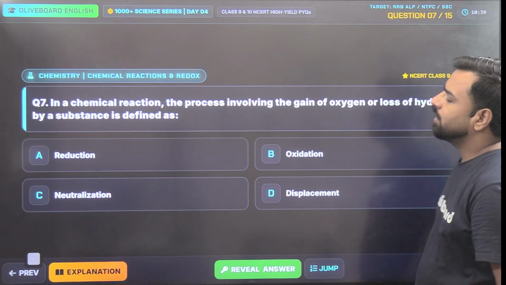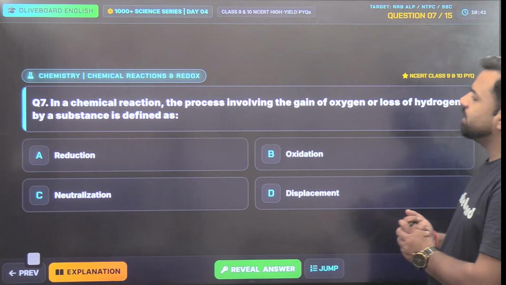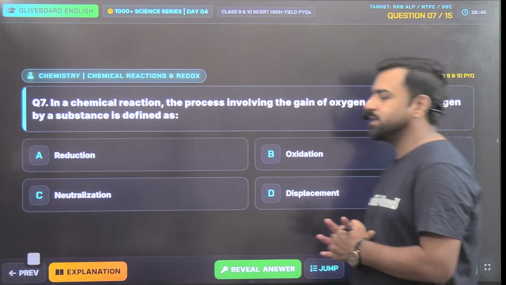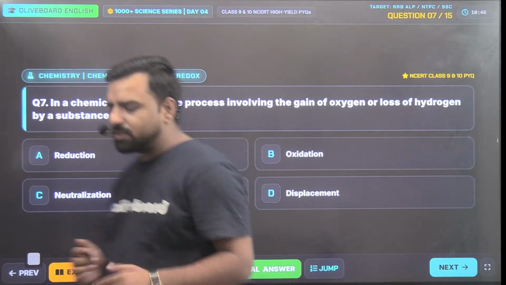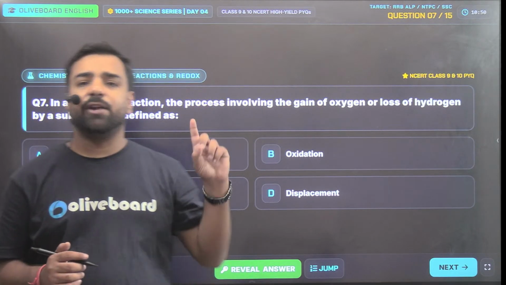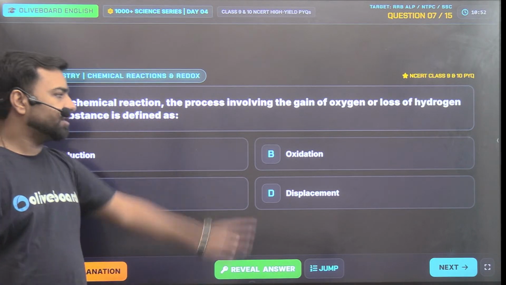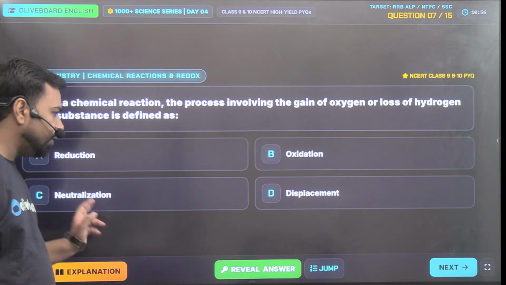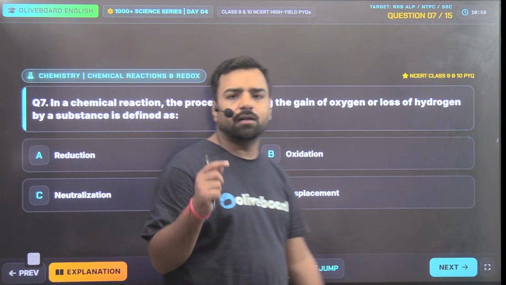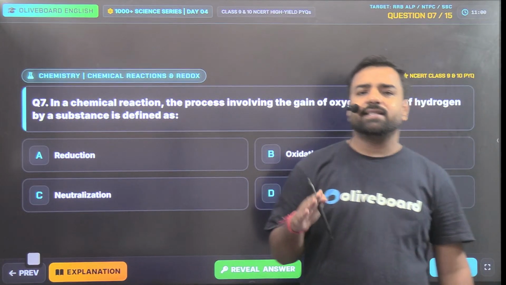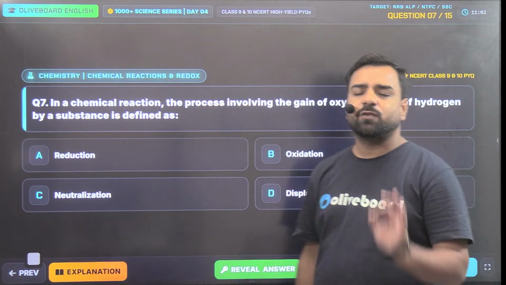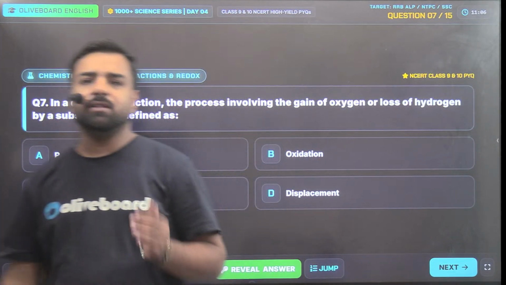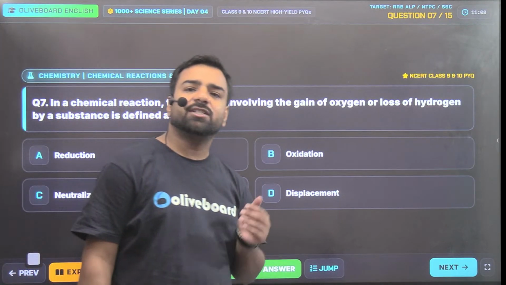Next. In a chemical reaction, the process involving the gain of oxygen or loss of hydrogen by a substance is defined as dash. So in the case of reduction, oxygen is lost, hydrogen is added. In the case of oxidation, oxygen is taken and hydrogen is removed. In the case of neutralization, it's the acid that is reacting with the base. It always forms the salt and water. So here you can take the example when HCl is reacting with the sodium hydroxide.